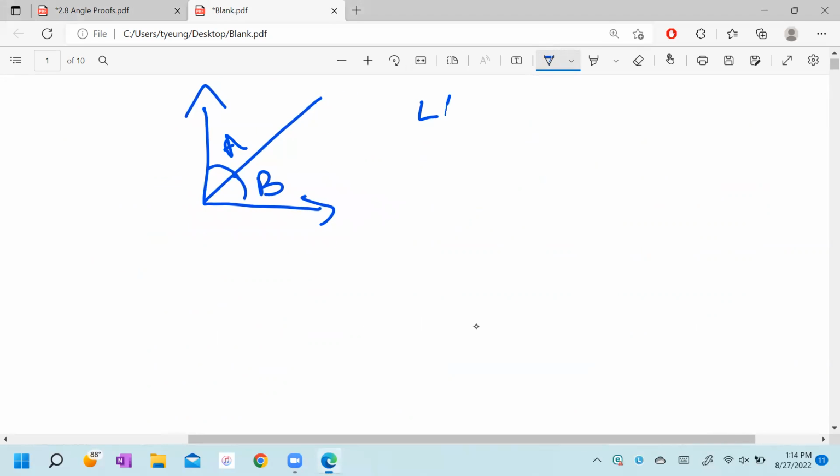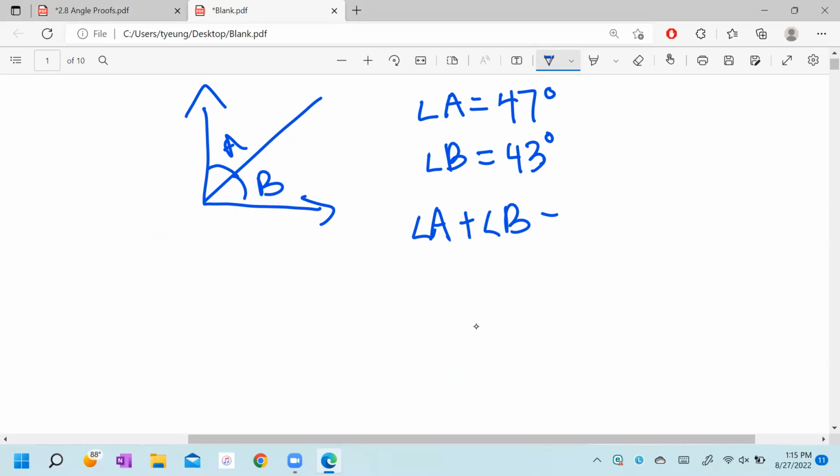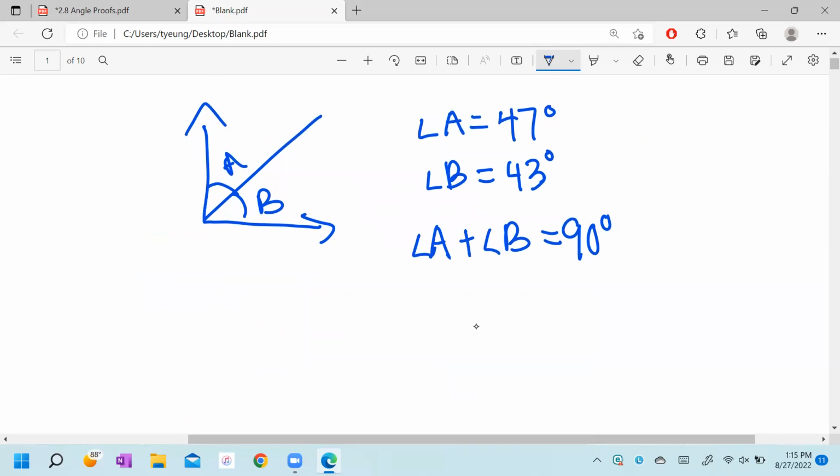right? This is angle A. This is angle B. If angle A is 47 degrees, angle B is 43 degrees, right? If we add angle A plus angle B, this should be equal to 90 degrees if it is complementary. 47 degrees plus 43 is 90, so that means that these two angles are complementary.